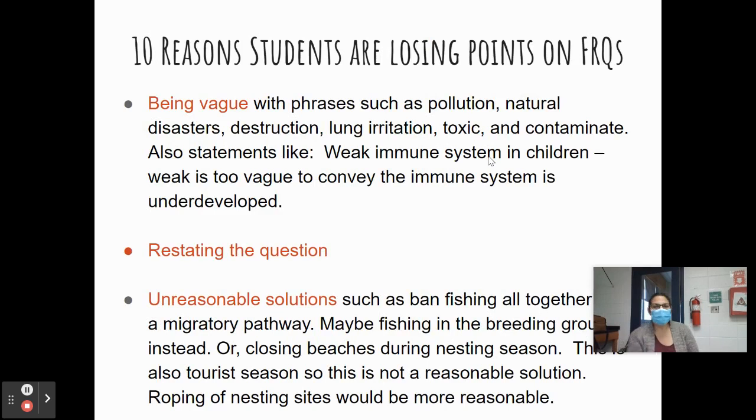So I love this: 10 reasons students are losing points, being vague. Pollution, natural disasters, destruction, lung irritation, it's toxic, it contaminates. How? Okay, imagine Leo is sitting there next to you while you're taking your AP exam. Okay. And he is asking, but why?